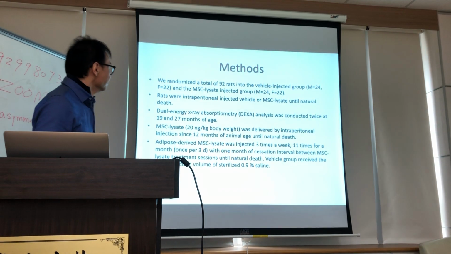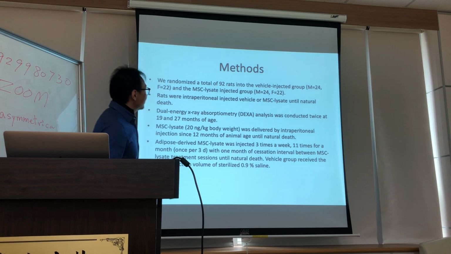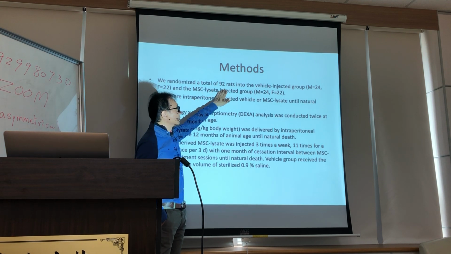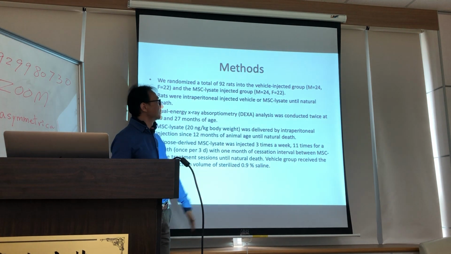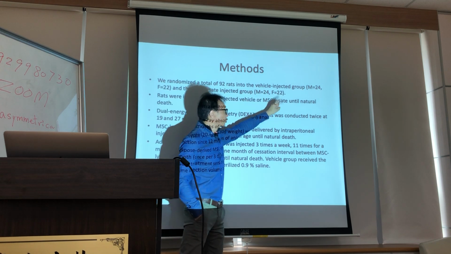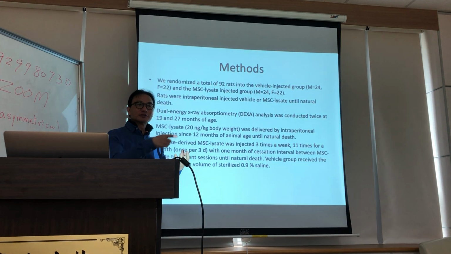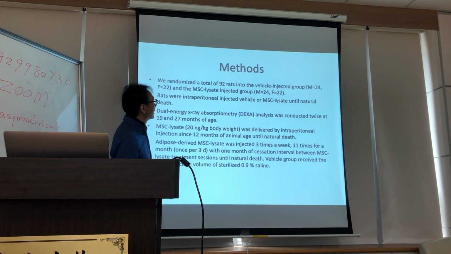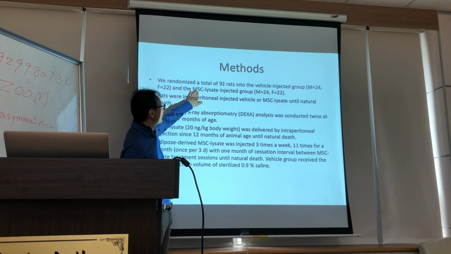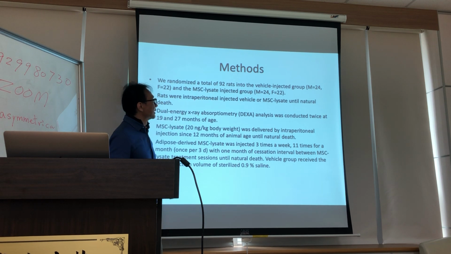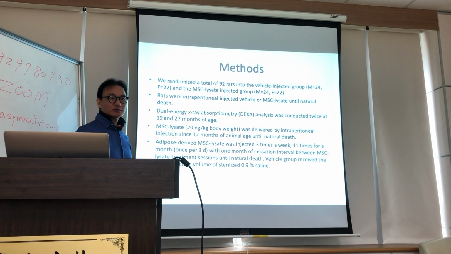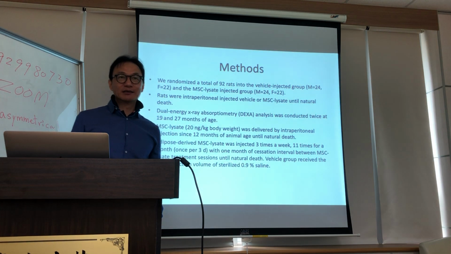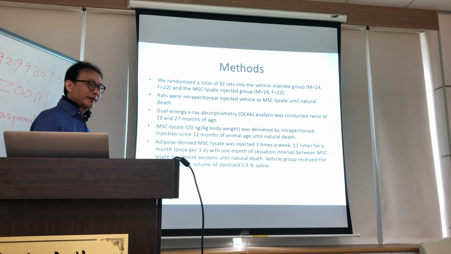Okay, let's look at the method. So we have the 92 animal, randomized into two groups. One is the vehicle injected group. Vehicle means the solution to dissolve the stem cell lysate, okay? And we have the mesenchymal stem cell lysate group. So we have two groups. And when do we start to inject? It's when they are 1 year of age. 1 year of age, that means you are already adult, early middle age.